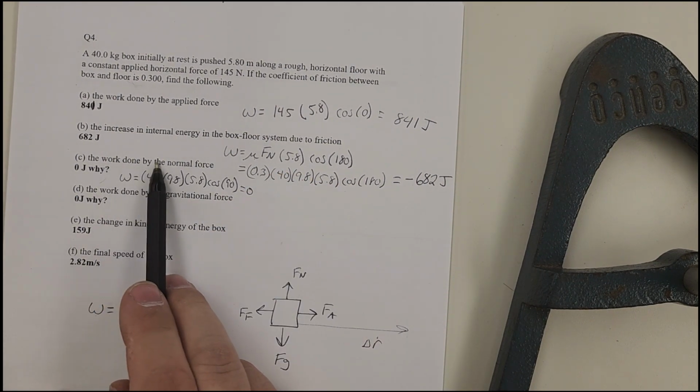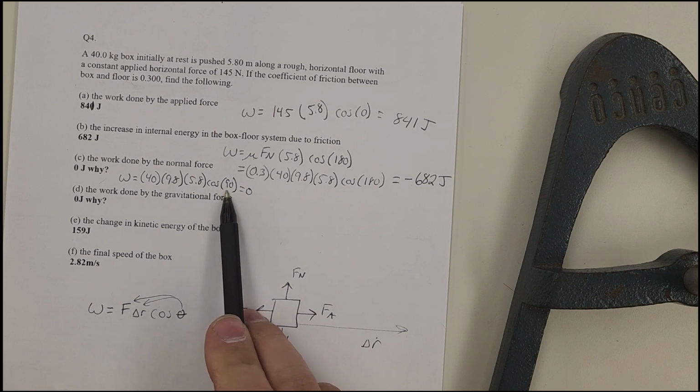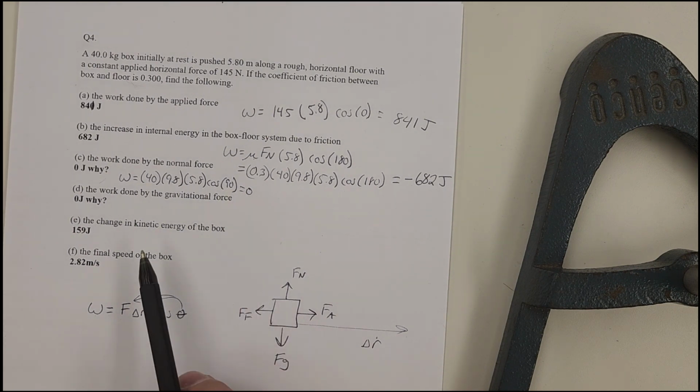So why is the work done by the normal force 0? Because of that 90 degrees. Anything that's 90 degrees apart does no work. So it's 0. No work has been done.